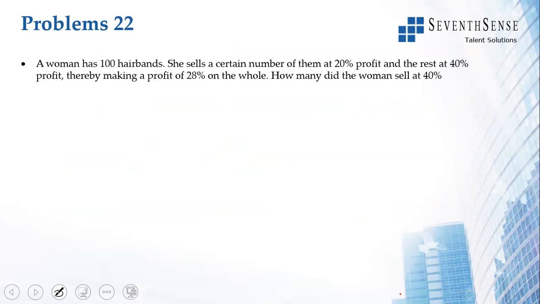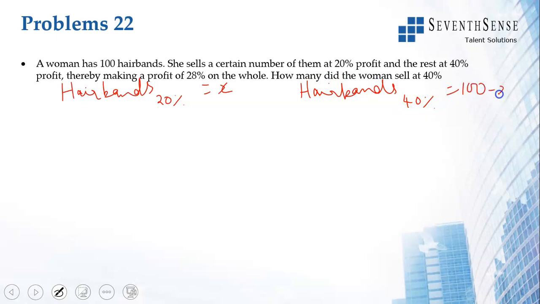A woman has 100 hairbands. Now she sells a certain number of them at 20% profit and another at a 40% profit. Overall her profit is 28%. Now how many did the woman sell at 40%? See, number of hairbands sold at 20% profit, I'll take it as X. So hairbands sold at 40% profit, they are 100 minus X. Okay, we get that as 100 minus X.